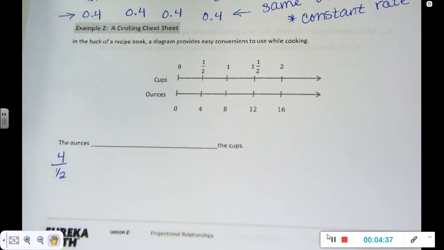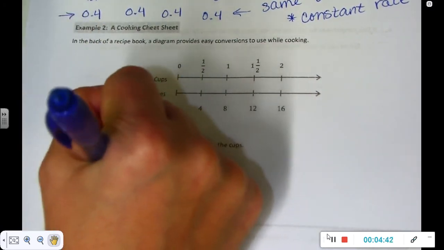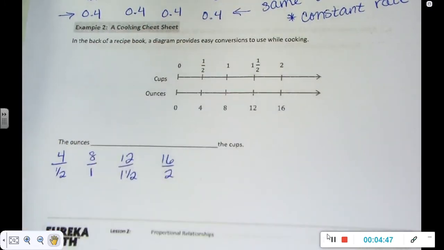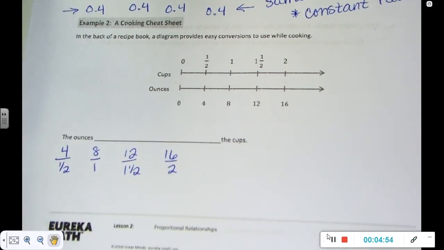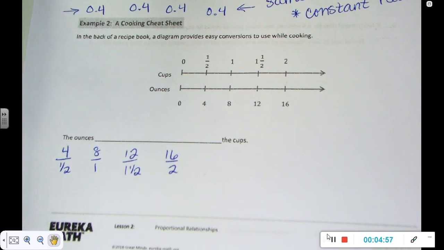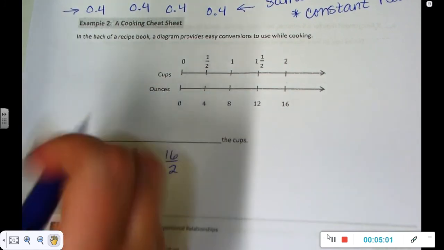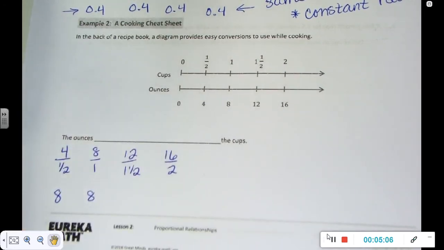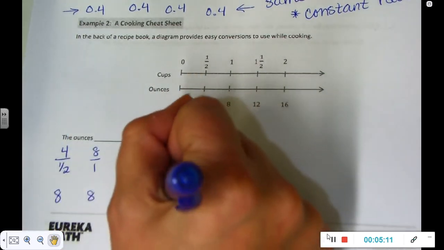So 4 to 1/2, 8 to 1, 12 to 1.5, 16 to 2. I'm going to then divide through each of these fractional ratios and determine if I have the same unit rate over and over again. 4 divided by 1/2 is 8. 8 divided by 1 is 8. 12 divided by 1.5 is 8. 16 divided by 2 is 8.